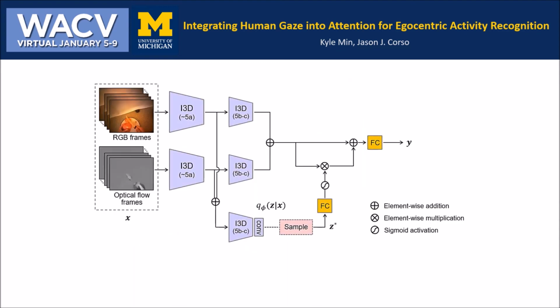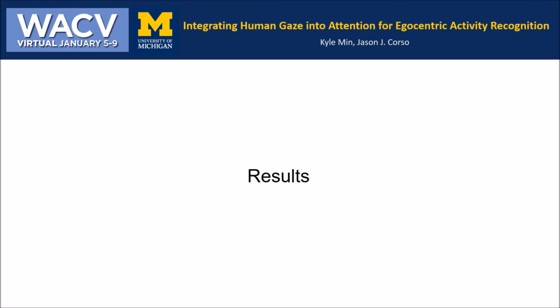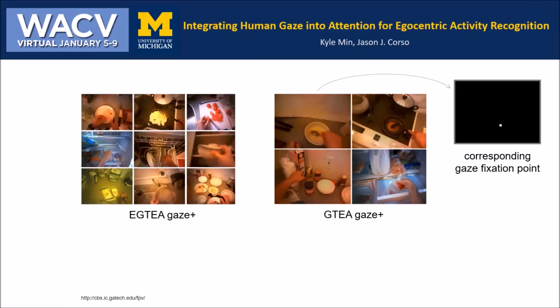For the implementation, we use the two-stream I3D as a backbone network. The two intermediate features at the end of the last max pooling layer are added in an element-wise fashion, and they are used as an input to the network for gaze modeling. The sampled gaze points are applied with both the fully connected layer and the sigmoid function to produce a soft attention map. We evaluate the proposed method on the two popular datasets, which are EGTEA and EGTEA Gaze Plus.